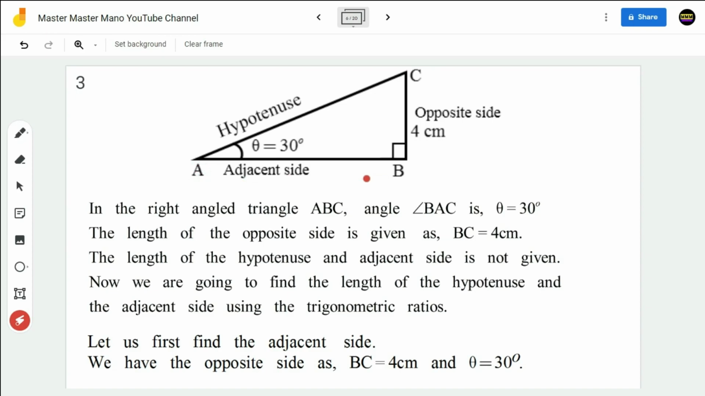For this right angle triangle, we were given the length of one side and one angle. That is, the opposite side is given and one angle is given. We are going to find the adjacent side by using the trigonometric ratio.